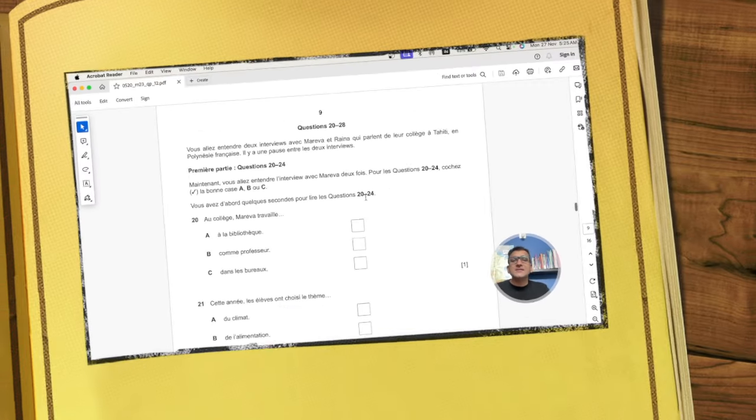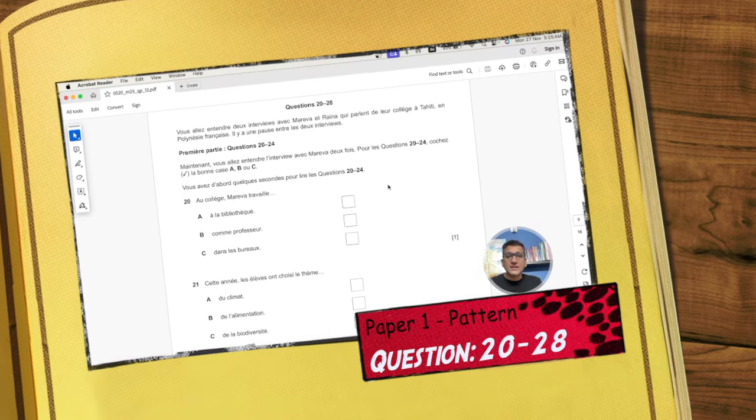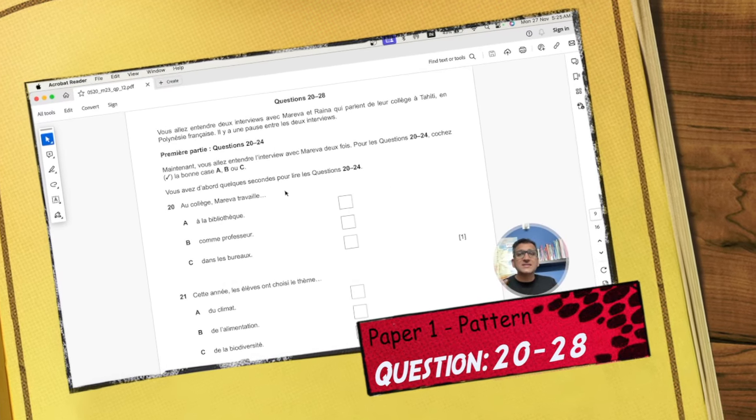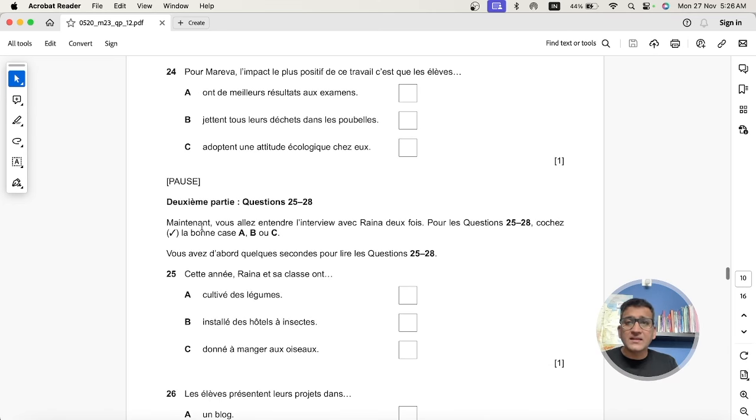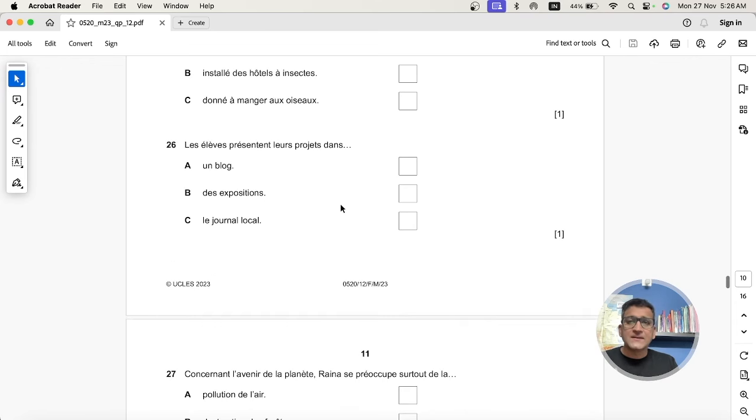And then let's move ahead from question 20 to 28. Again, the style is the same as the first one, but the only thing is the level of the audio is higher because again it has complete information and you need to select the correct information. Again there is a pause and then there is a second part, question 25 to 28.